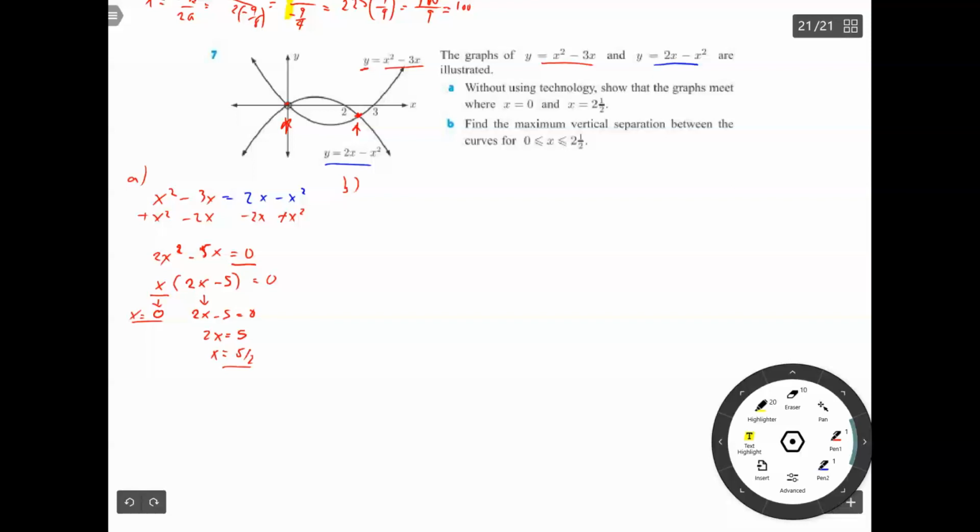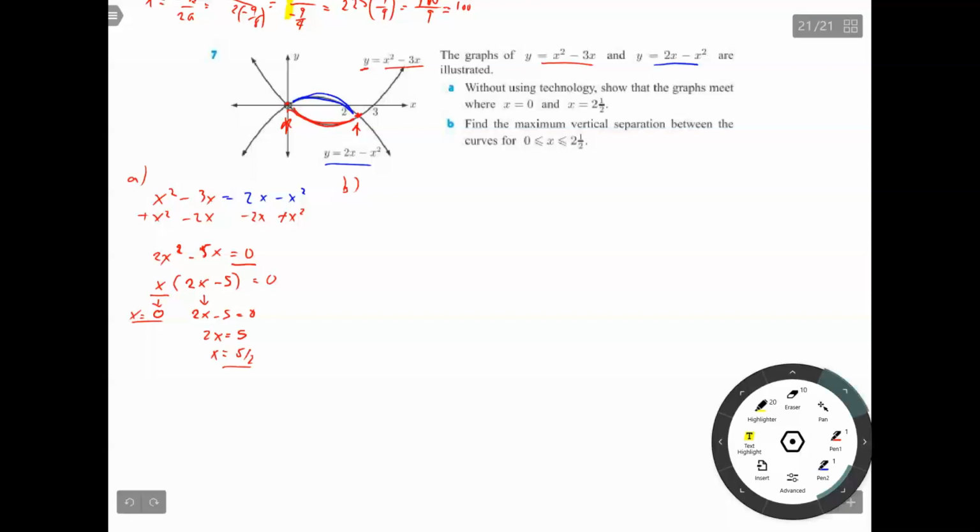Find the maximum vertical separation between the curves. Okay, so how do I measure vertical separation? So if I'm going to color code these again, this is going to be the red curve, right? And this is going to be the blue curve. Do you see how the blue curve between those two intersection points is always greater than the red curve?